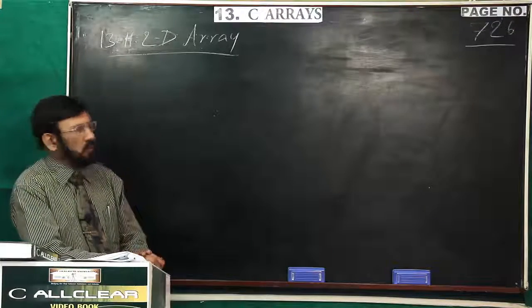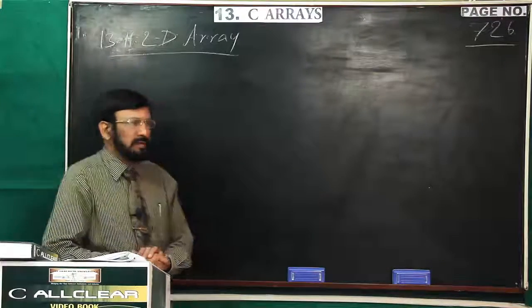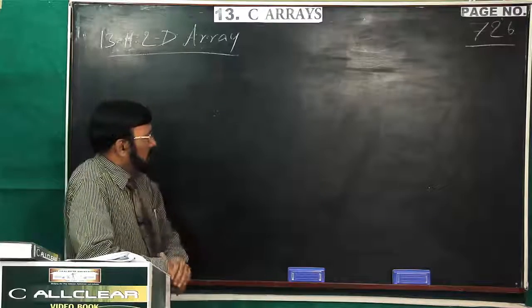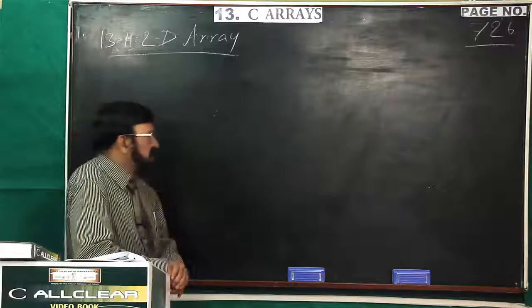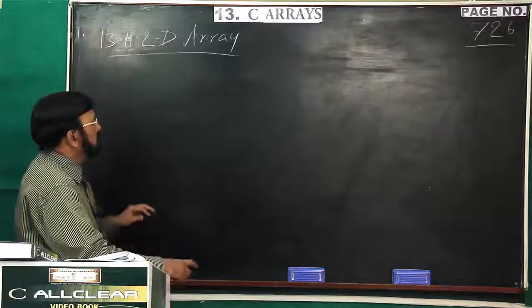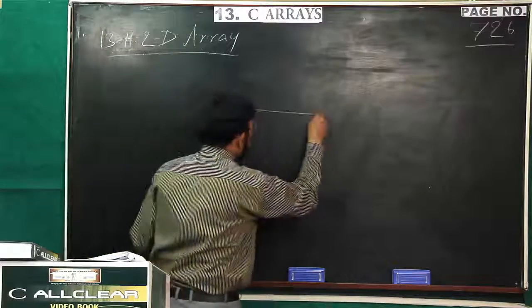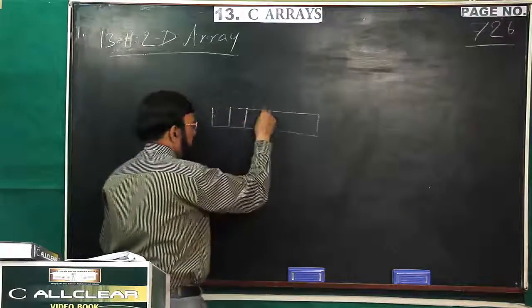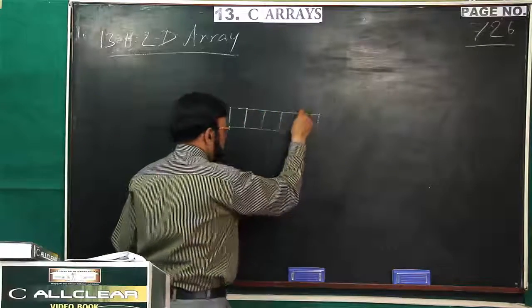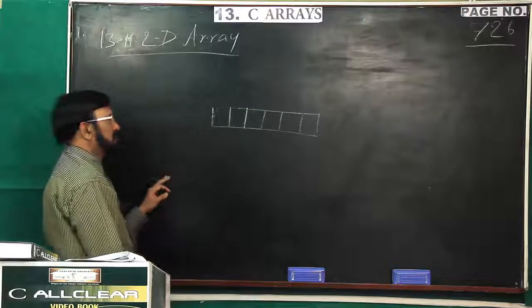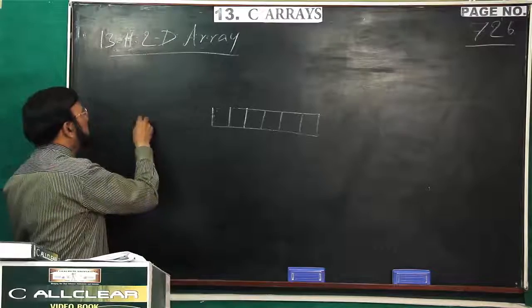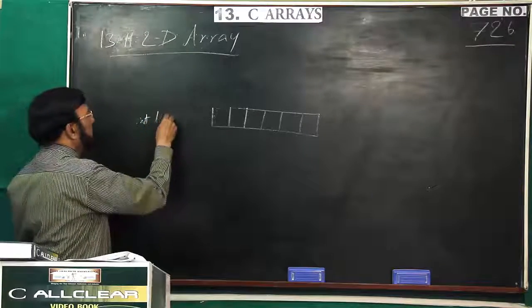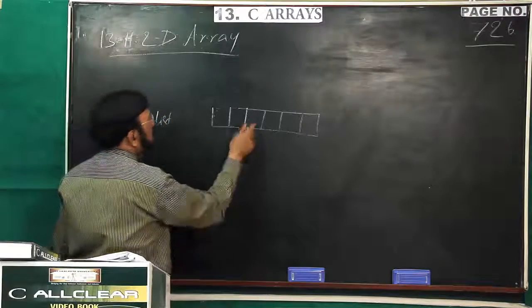13.11 Two-dimensional array. So far, I have explained the features and functionalities of one-dimensional array. This is a one-dimensional array. We can treat it as a list, int, a list 6.